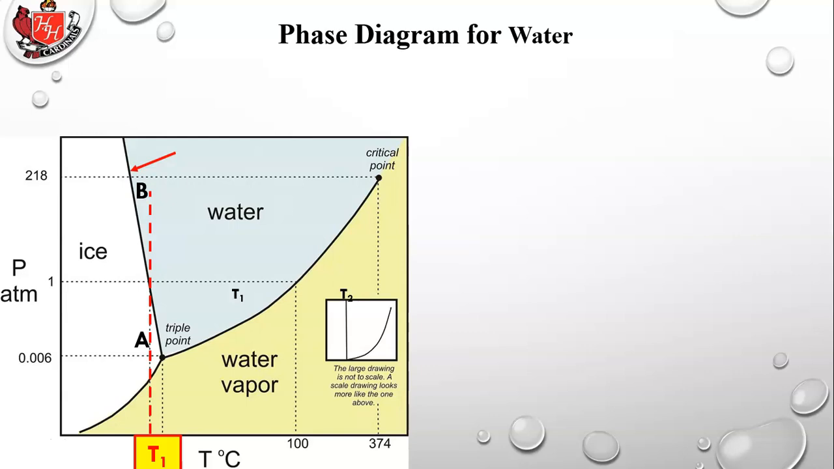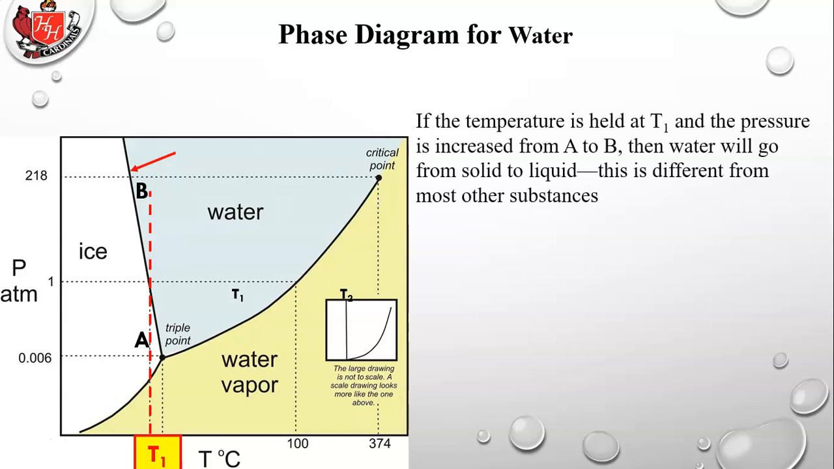So water's unusual, and the effect that has on the phase diagram is it makes that line that has the red arrow pointing to it go backwards, slope to the left. So let's read this again. If the temperature is held at T1 and the pressure is increased from A to B, then the water will go from solid to liquid.